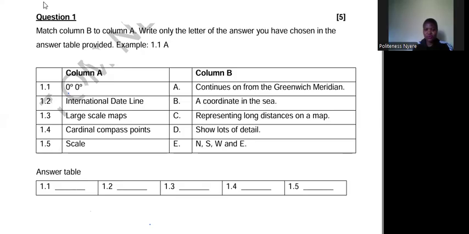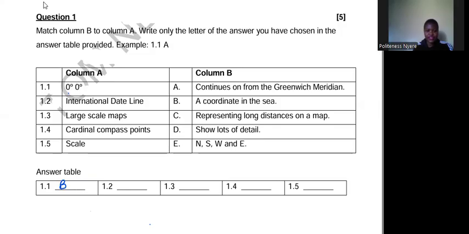Continues on from the Greenwich Meridian? No. A coordinate in the sea. This is the answer we're looking for. You can see because 0 degrees north or south, 0 degrees east or west, it's a coordinate that meets in the sea, somewhere around West Africa. So that's where you find it.